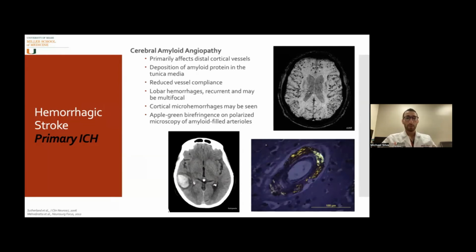This makes it prone to hemorrhage, and this causes predominantly lobar hemorrhages, lobar in location. And these hemorrhages can often be recurrent and maybe multifocal. So those are kind of the hallmarks of cerebral amyloid compared to other etiologies of ICH. And if you look at, for instance, a gradient echo sequence in the top right, you'll see these clinically silent cortical microhemorrhages, innumerable small hemorrhages. Again, very much pathognomonic for cerebral amyloid. And then looking at the microscopy, apple green birefringence under polarized microscopy is the board's thing that you should know.